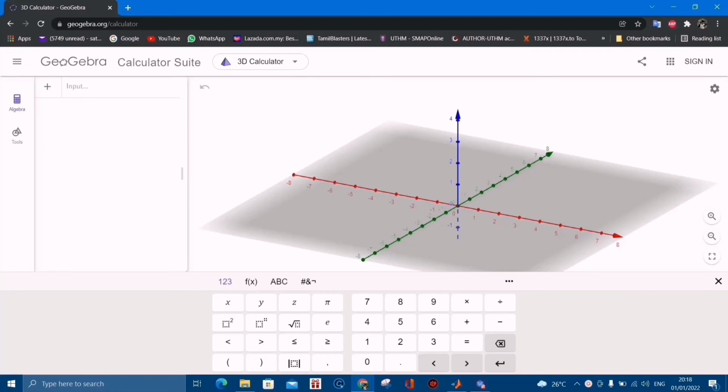So firstly, I would like to explain question 4b part 1. We need to sketch the graph of surfaces. So first we enter the equations.